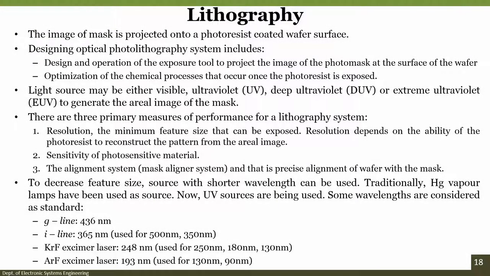So, in general, when you talk about lithography, an image of the mask is projected onto a photoresist-coated wafer surface, and designing an optical photolithography system includes the following two things. One is the design and operation of the exposure tool to project the image of the photomask, and second is optimization of the chemical process that occurs on the photoresist when it is exposed. The light source may be visible, UV, deep UV or extreme UV, depending on the images or patterning that you are designing for.